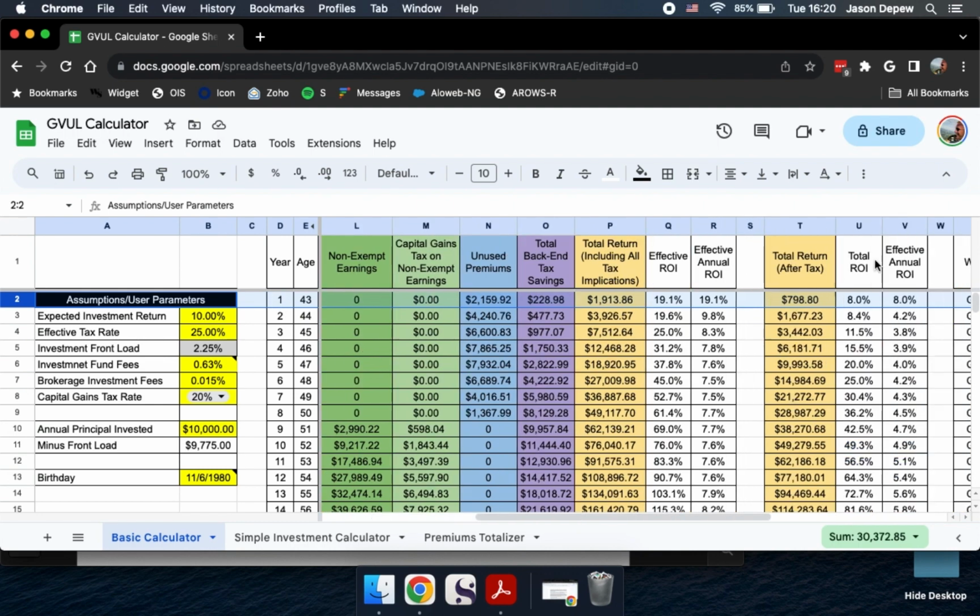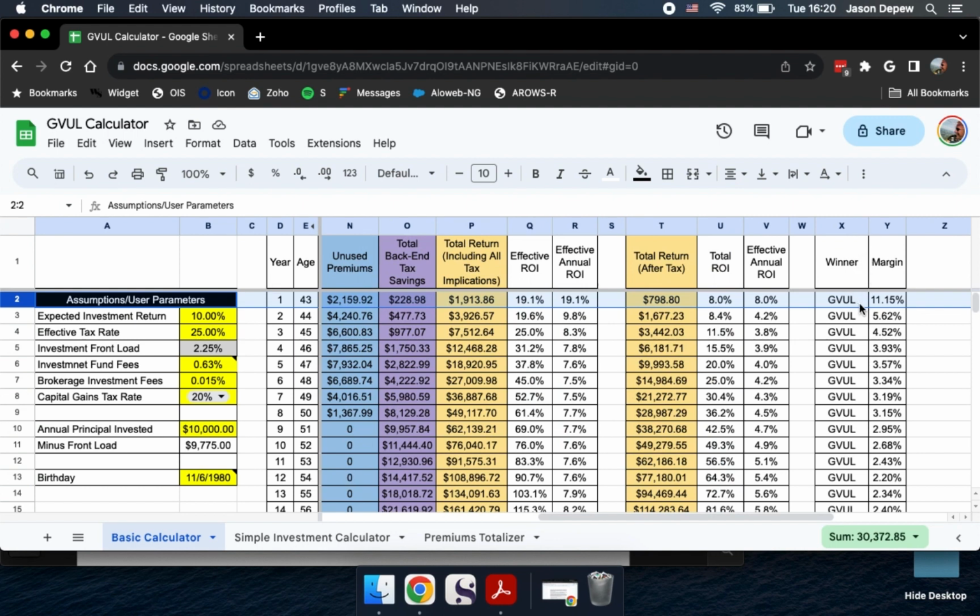Then to compare, this pulls directly from this simple investment calculator tab. So this is if you'd invested the same amount of money, the same 10 grand per year, into a brokerage account, your total after-tax return would be your ROI and your effective annual ROI, again dividing by the number of years.